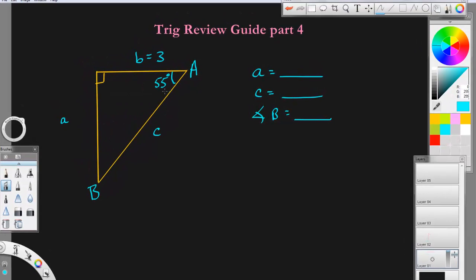This is a review problem just like yesterday's, except I added a couple more steps to it. So we're given an angle, this is 55 degrees right here, and this adjacent side is 3. We're going to find side A, side C, and side B the quickest way we can, which is through trigonometry.